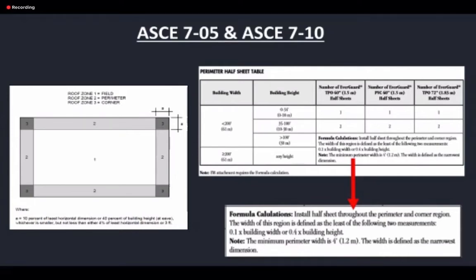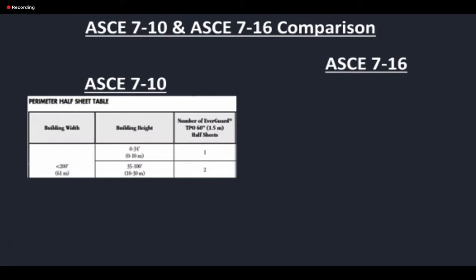Go ahead, Chino. So now here comes the calculation, guys. Once again, if any of those numbers exceed the 200 feet wide or 100 feet tall, we've got to go with our math equation, which is 0.1 times the building width or 0.4 times the building height. Whichever number is the smallest, that's what we're going to use for our perimeter. Once again, this was the calculation we had to do, Mr. McCabe. But now, moving forward with ASCE 7-16, we don't do that anymore.